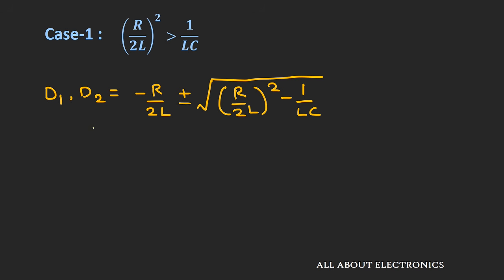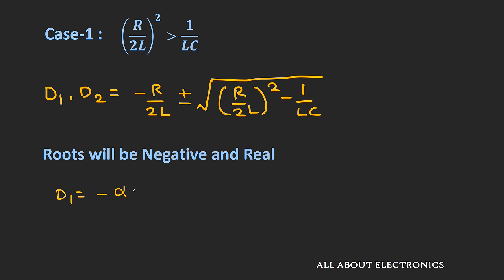So earlier we had found the two different roots which can be given by this equation. Now here there are 3 different possibilities. First of all, let us take the first case in which (R by 2L) whole square is greater than 1 over LC. In this case, all the roots will be real and negative. So we will get D1 as minus alpha plus beta, and D2 as minus alpha minus beta, where alpha is R over 2L and beta is this whole term.